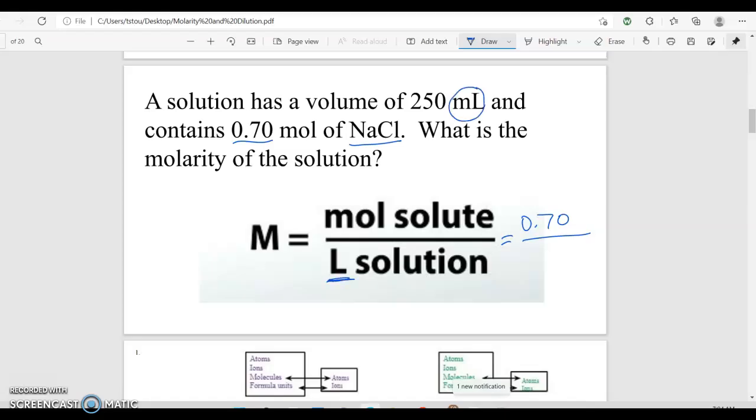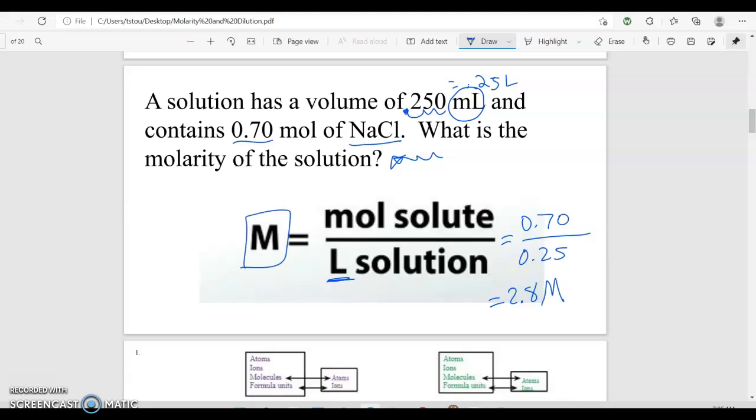Now I have milliliters, so I need to move that into liters. Milliliters is a small amount. There are 1,000 milliliters in a liter, so I'm going to move my decimal place 1, 2, 3 to get myself to 0.25 liters. If you've got to go from milliliters to liters, you're going to move the decimal to the left. Now I'm just going to take 0.7 divided by 0.25, and I got 2.8 in my calculator. And to finalize my answer, I would say 2.8 with a big M.